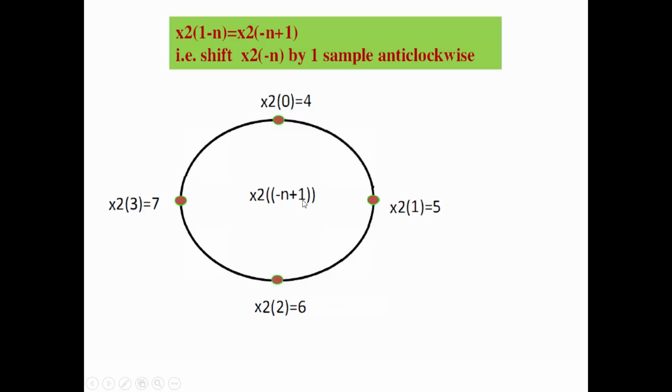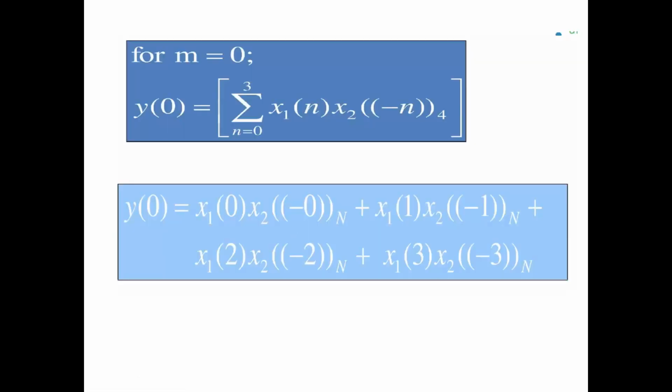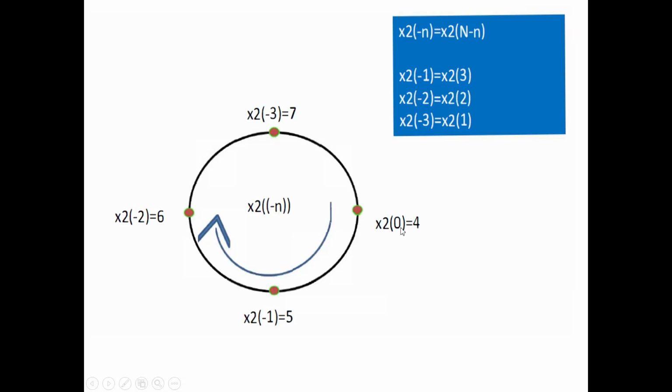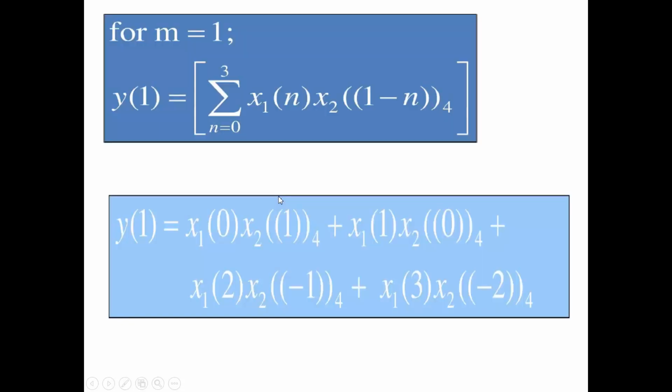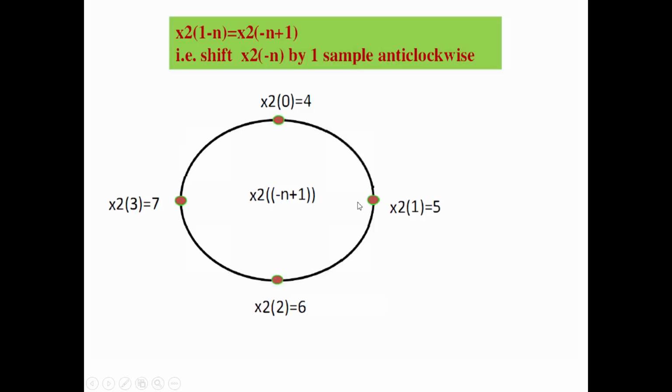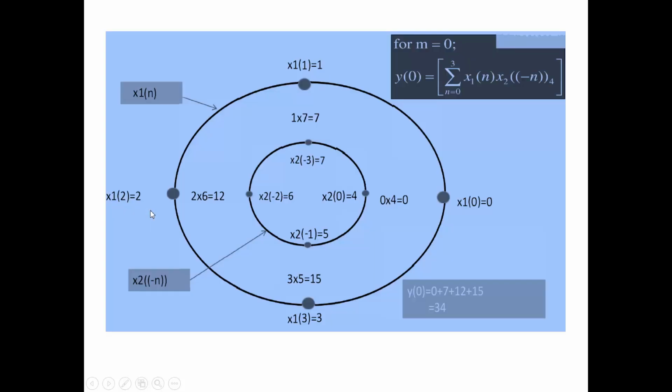That means it is minus n plus 1. Minus n plus 1. Let us look at x2 minus n. This is 4 here and this is 7 here. So when we have to perform x2 minus n plus 1, this will go in this direction, right? This 5 will come here, 4 will go there.